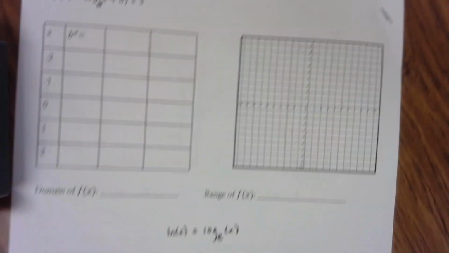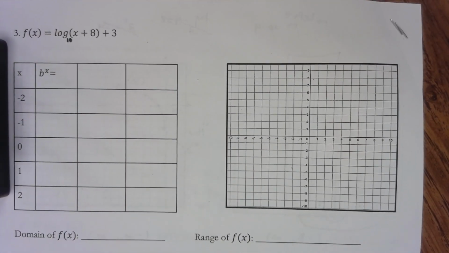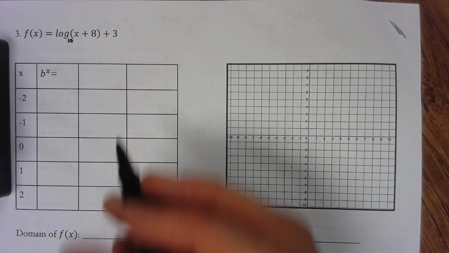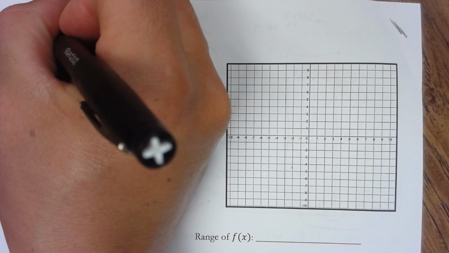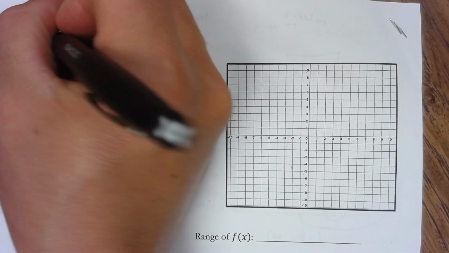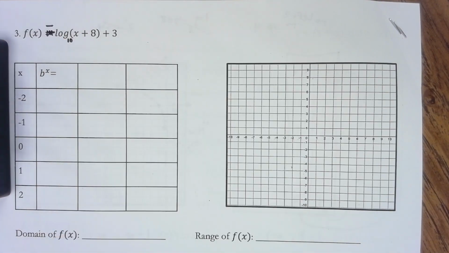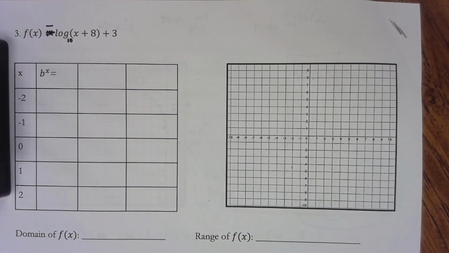And you know what? Let's do this. Let's add in a vertical stretch here just so that we get that last column used. Let's just do a -1. So let's call that negative log of x plus 8 plus 3. Okay, so that way you have to use all the columns.